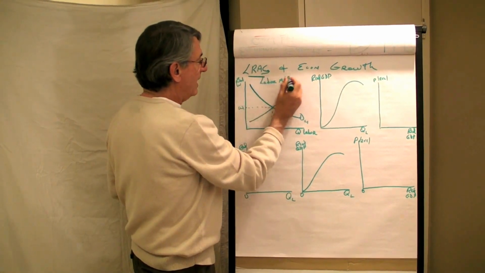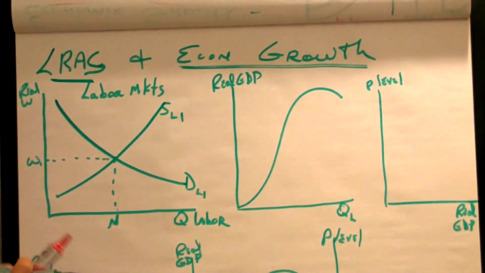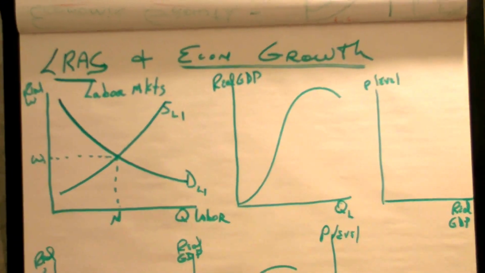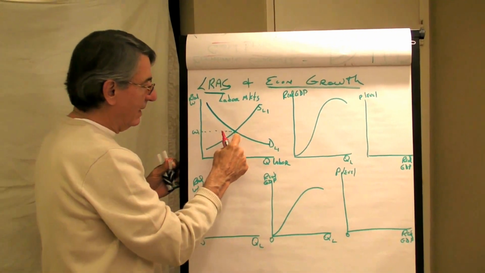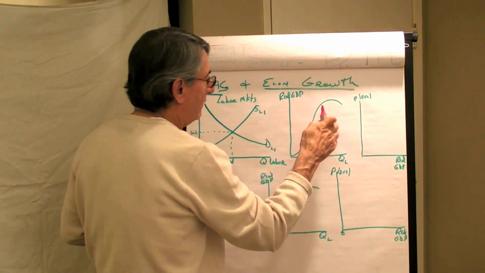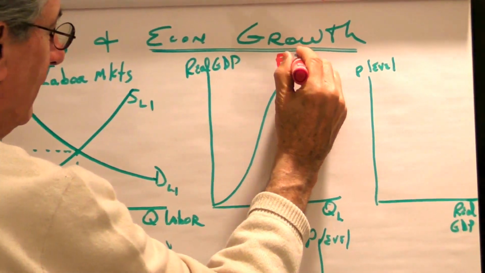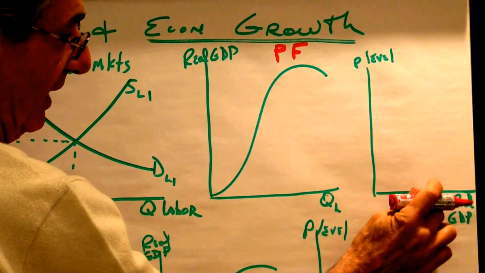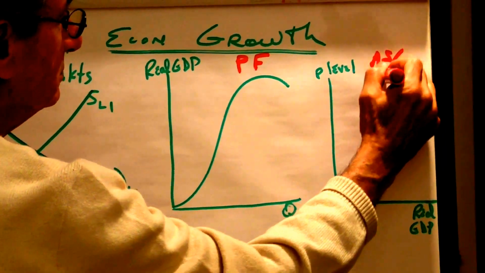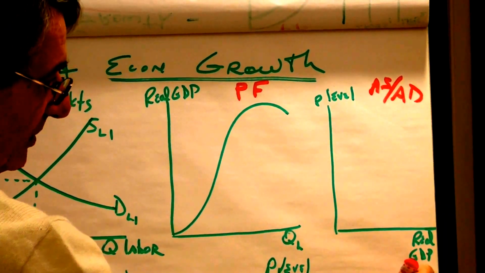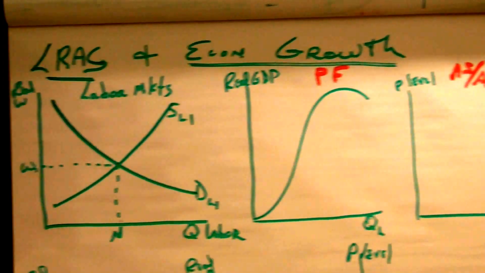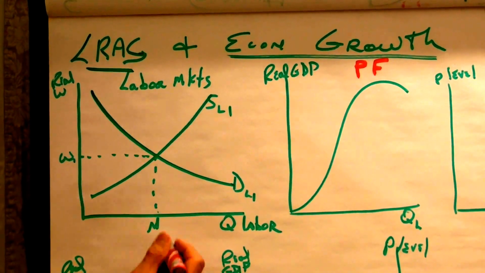So, long-run aggregate supply and economic growth is the topic here. So I give you the labor markets, the production function, PF here for production function, and then aggregate supply, aggregate demand that determines real GDP and the price level in the economy. And the way it works is this.